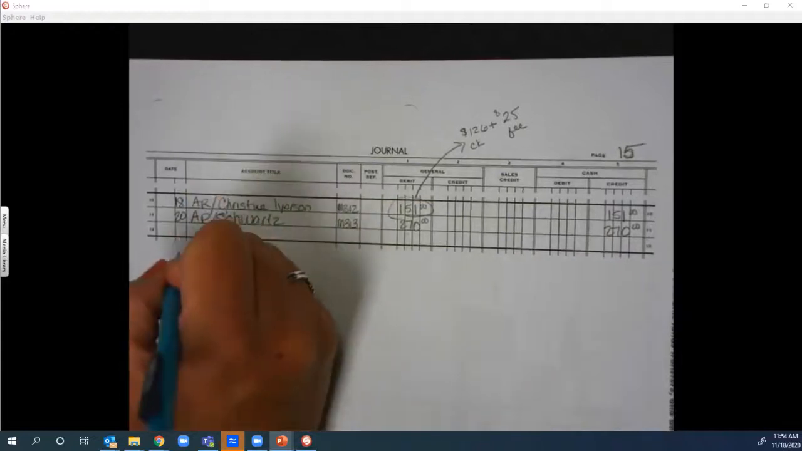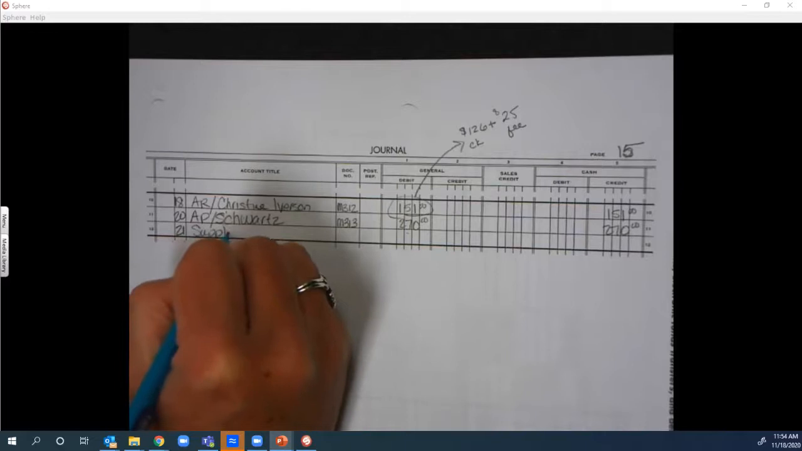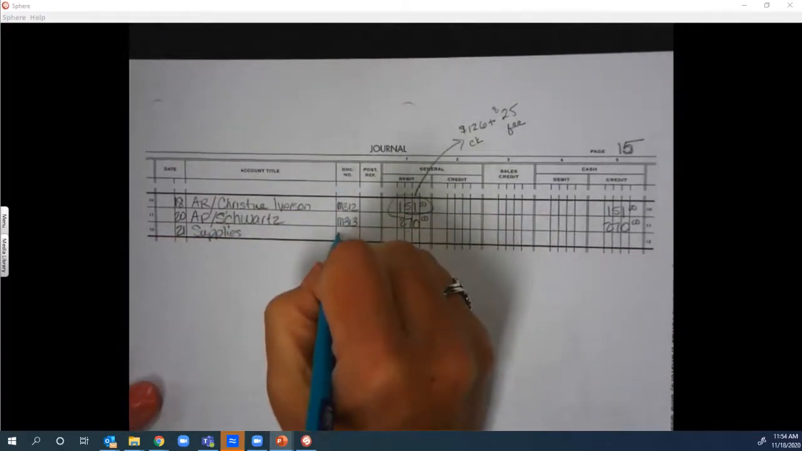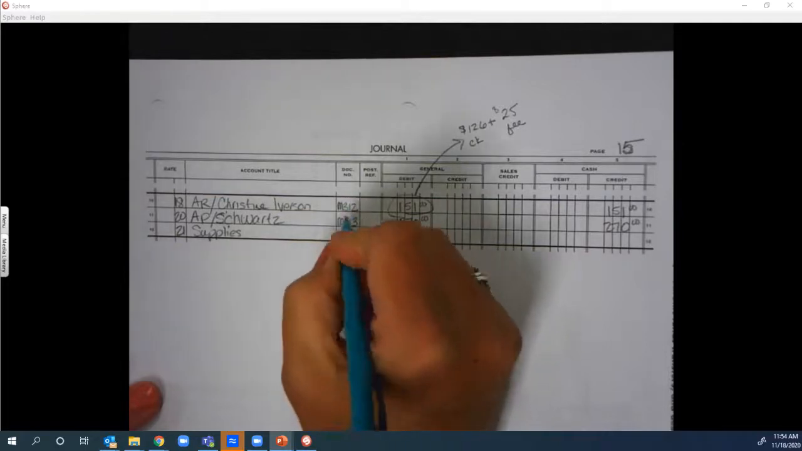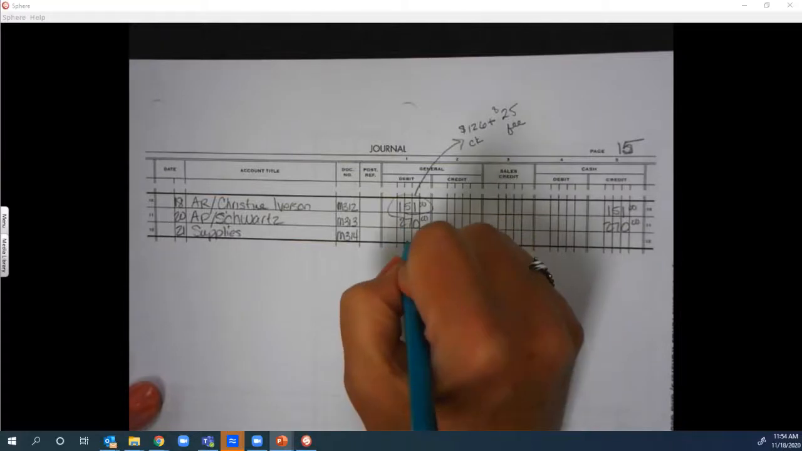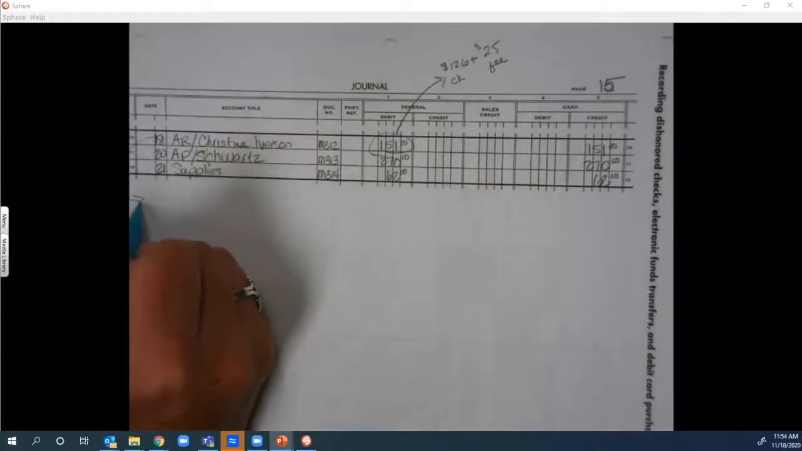And then on the 21st, we bought supplies. It wasn't accounts payable. We just walked into a store and bought them with a debit card. So here's our documentation with memo 314 for $62. $62 is coming out of our account. All right, so we're just going to take some notes on each of these. This was a dishonored check.